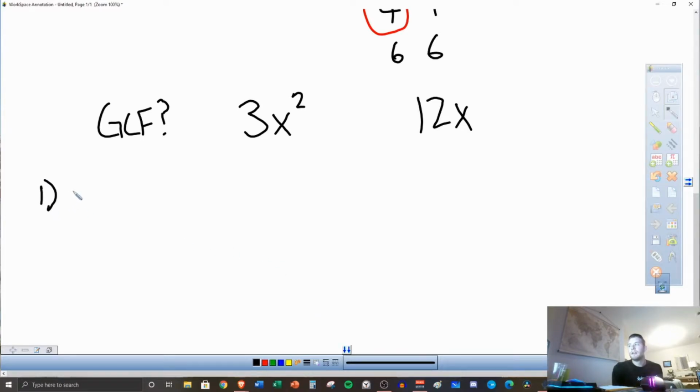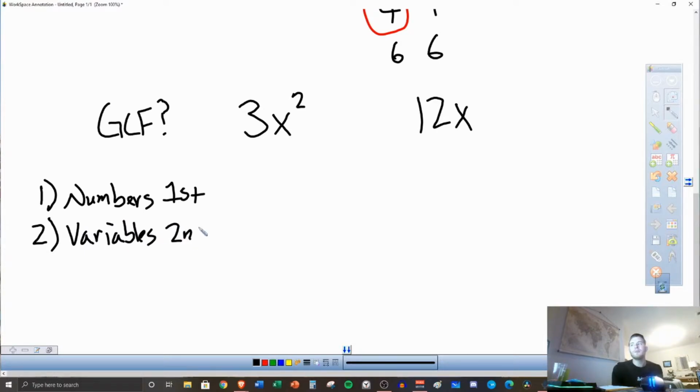So for GCF, do numbers first, and then variables second. And that's really all we're going to have to be doing for this. So we start with the numbers 3 and 12. What is the GCF of 3 and 12? Well, what's the highest number that can be divided into both? Well, 3. Okay? 3. Now we look at the variables. So we have x squared and x.